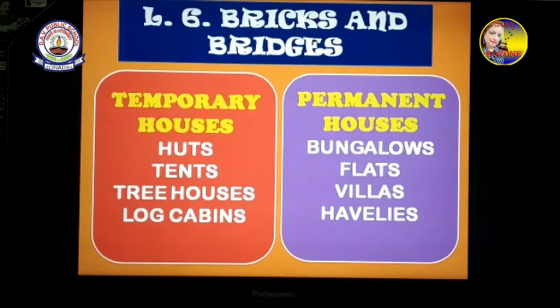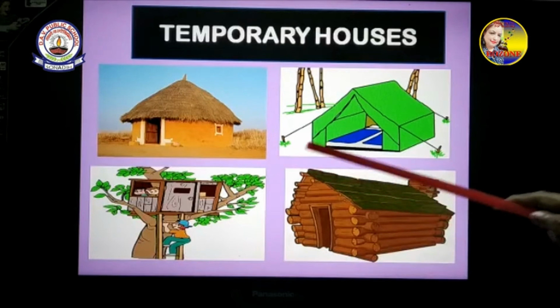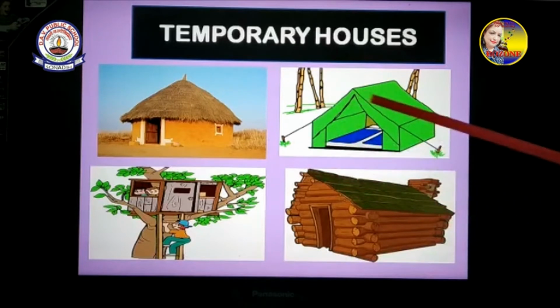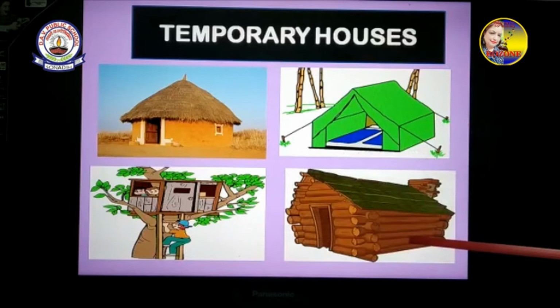You read from whatever sources you have got, the books at home, anyone's old book also, textbook, or maybe the PDF which I sent, you can see that also. So we will see the temporary houses, all different types of houses over here, huts. You will find a hut over here, then you will find a tent, you will find a tree house and a log cabin. So these are different houses which are temporary.